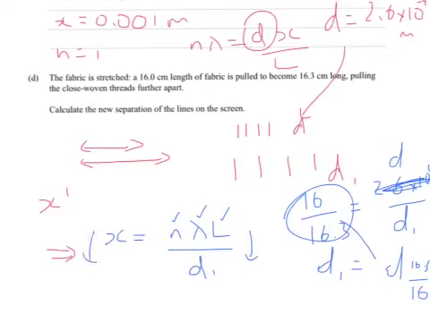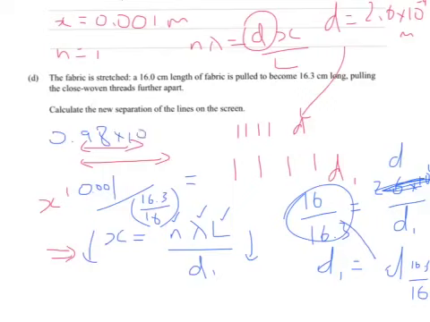You can just take the x value from above, which is 1 millimeter, or 0.001 meters, and divide it by that 16.3 over 16. And whatever you get, in this case it's going to be 0.98 times 10 to the minus 3 meters. So it's 0.98 of a millimeter is what the new separation of lines on the screen will be. Okay, I've made that longer than it probably should, so we'll call that quits.